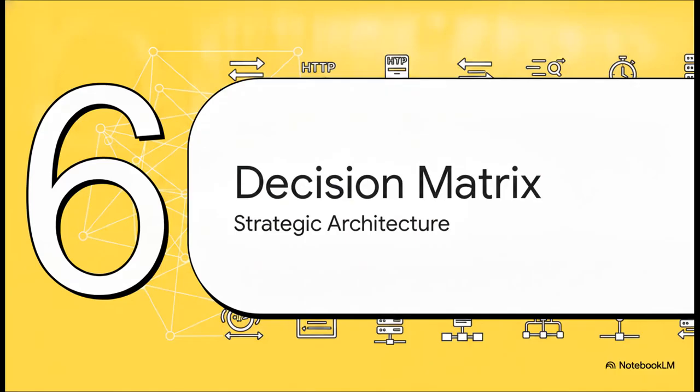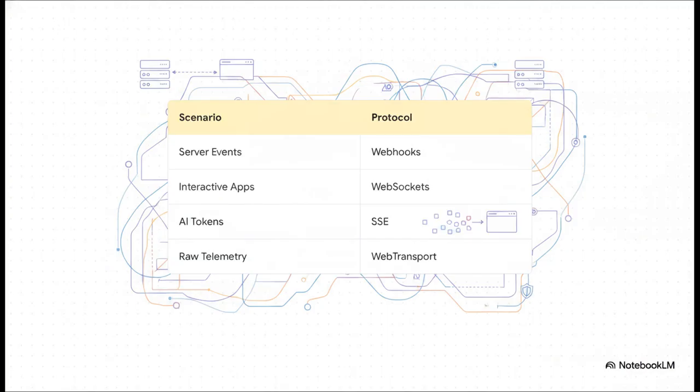Finally, Part 6, the architectural decision matrix. Let's talk strategic deployment. With all these powerful tools on the table, from basic HTTP callbacks to advanced QUIC-based streaming, it's time to consolidate our understanding. Choosing the right real-time architecture requires selecting the exact proper tool for your specific communication scenario, right?